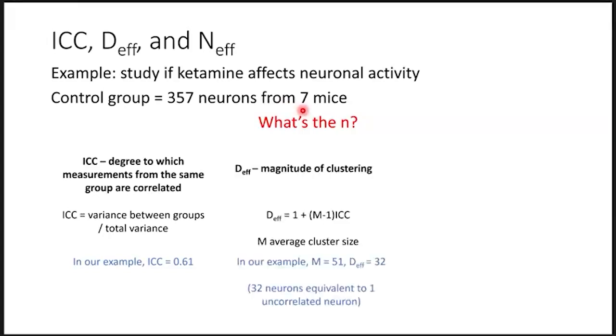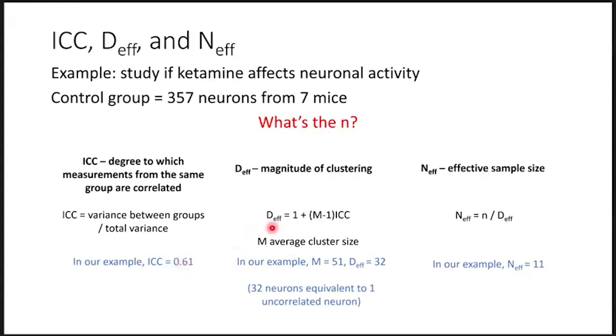And then you can calculate a magnitude of clustering, according to this formula. It's basically the average cluster size. M is the average cluster size, which is 51, so on average we have 51 neurons per mouse. And D effective is 1 plus 50 times this correlation coefficient.